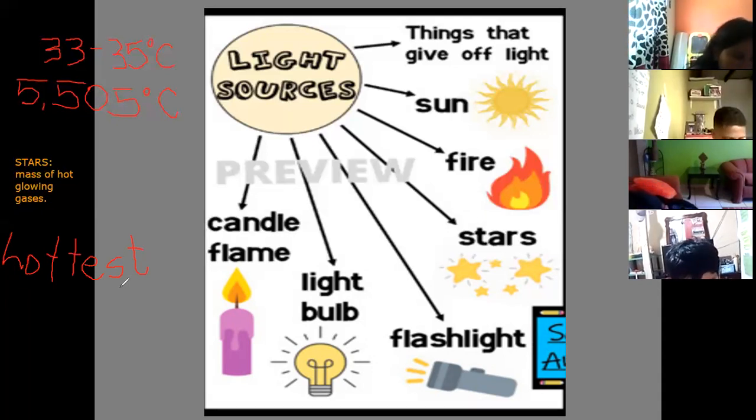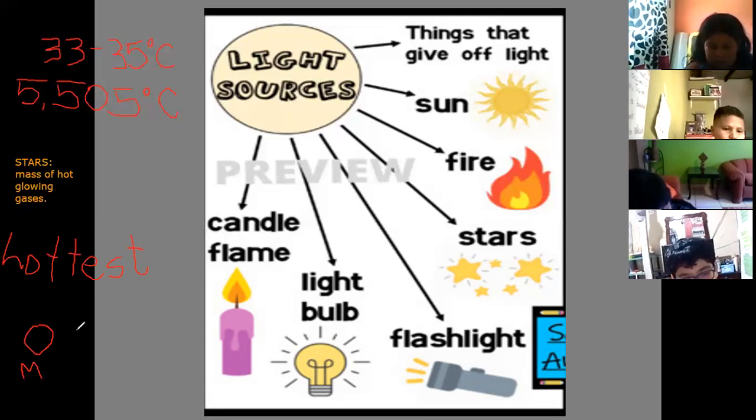Maybe also hottest planet in the solar system, Venus. And it also says, even though Mercury is closer to the sun, because the first planet in the list is Mercury. Mercury is the first one. Then we have Venus. Even though Mercury is closer to the sun, Venus is the hottest planet in our solar system.